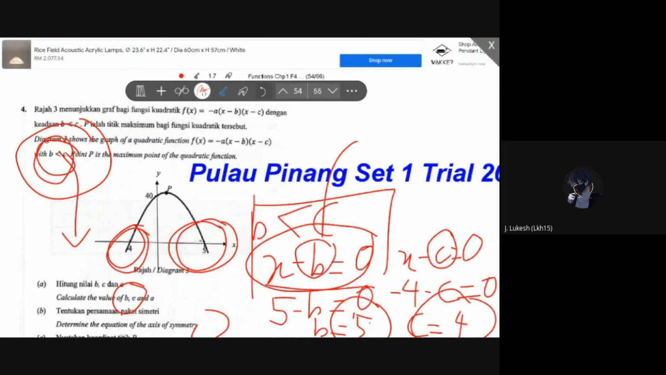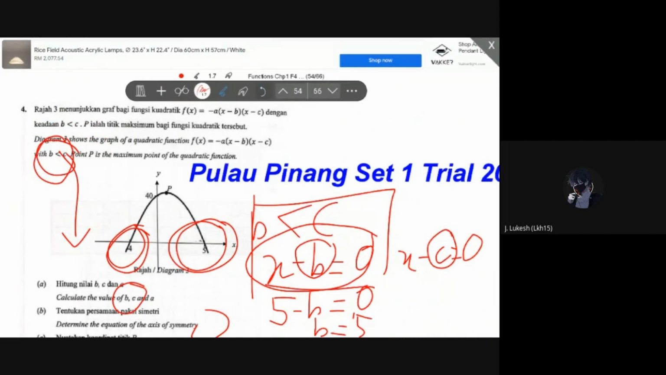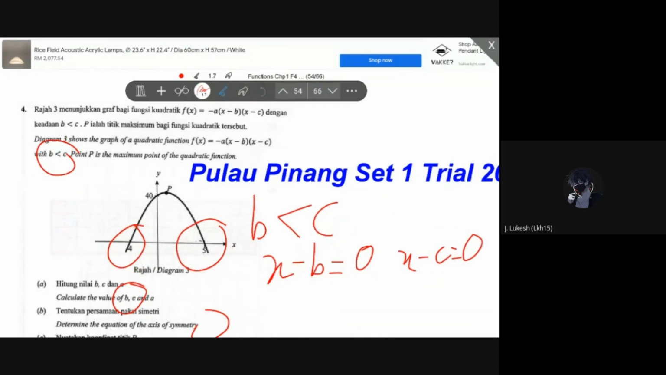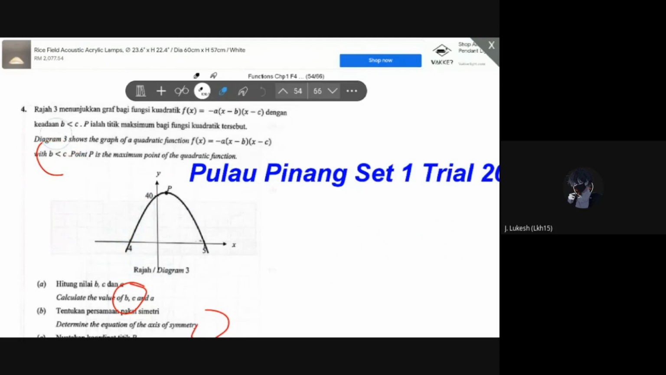Next one is the tough one. How to find A pula? Macam mana nak cari A? What's your idea to find A? Apa idea kamu? Masukkan nilai X. Yeah, good suggestion. Means you want to put X inside here, right? On top here. Sub in all the values.